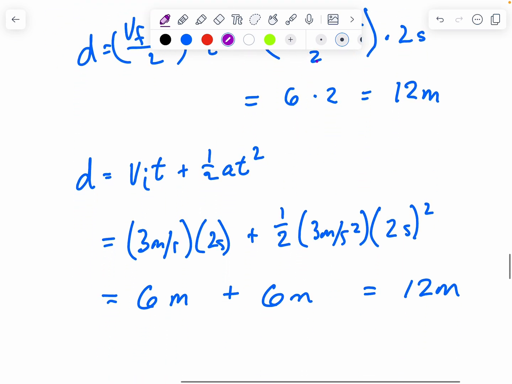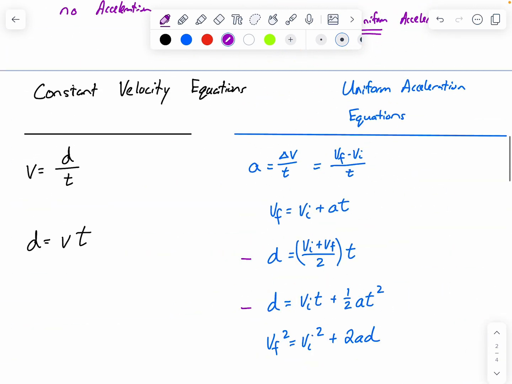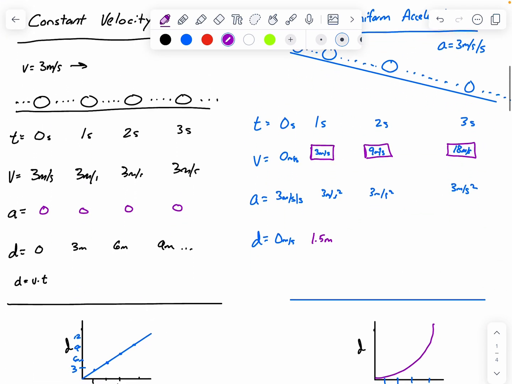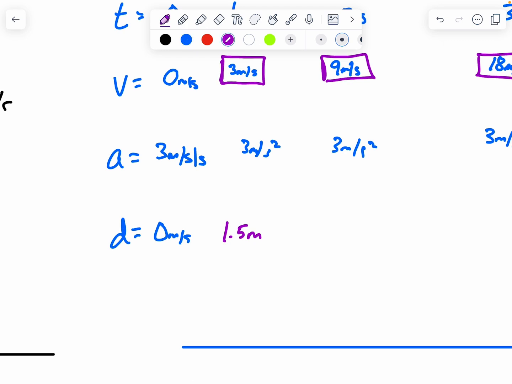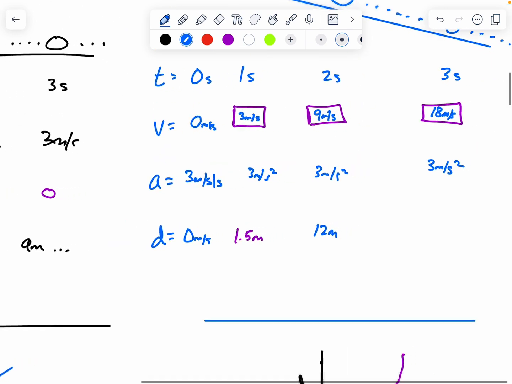Now I can do the same thing with the initial velocity, which was 3 times 2, because remember we're doing it at the interval of 2, plus 1/2 at squared. 1/2 times 3 times 2 squared, which is 4. So that 4 times 1.5 gives me 6. 6 plus 6 gives me 12. So in both cases, we get 12 meters at the end of our second interval. All right, so then I have 12 meters to put in right here.